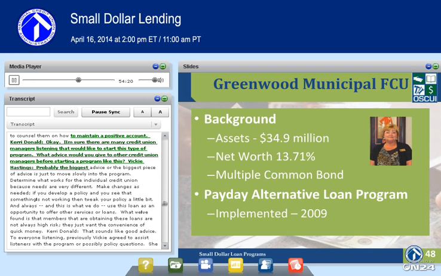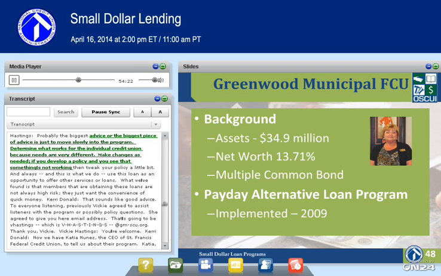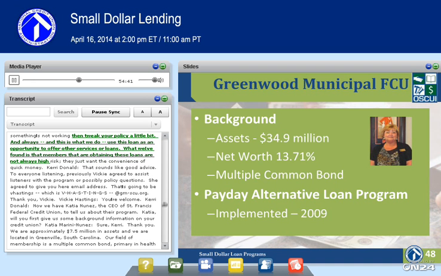Probably the biggest piece of advice would be to move slow into the program. Determine what works for the individual credit union, because needs are very different. Make changes as needed. If you develop a policy and you see that something's not working, then tweak your policy a little bit.